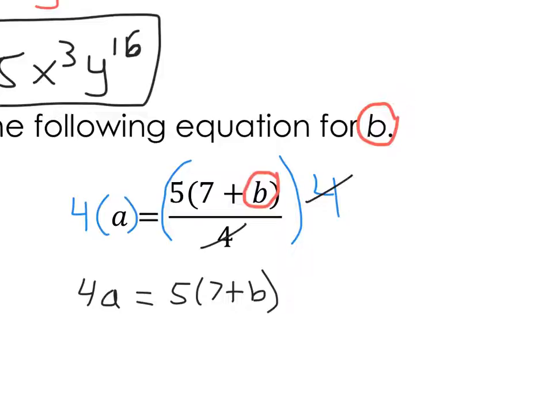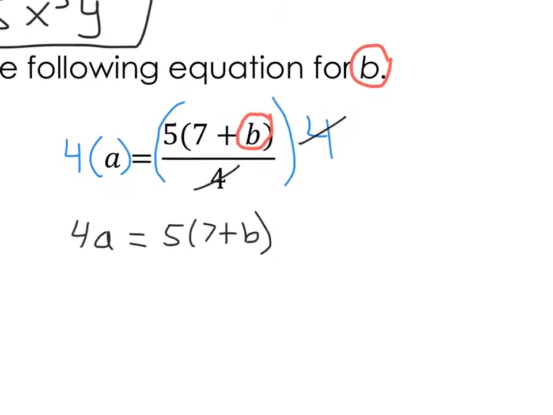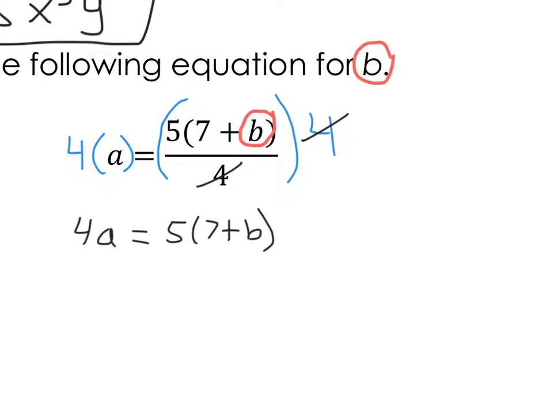Now what we are going to do is distribute that 5. You could divide by the 5 first, but then you're going to be left with one fraction with a whole number. We want this all to be written as one fraction in the end. So we're going to distribute that 5 inside the parentheses. You have 4a is equal to 5 times 7, which is 35, and then 5 times b is just plus 5b.